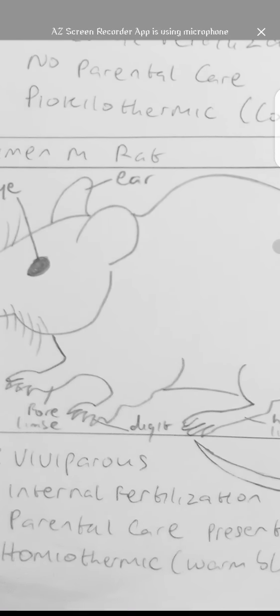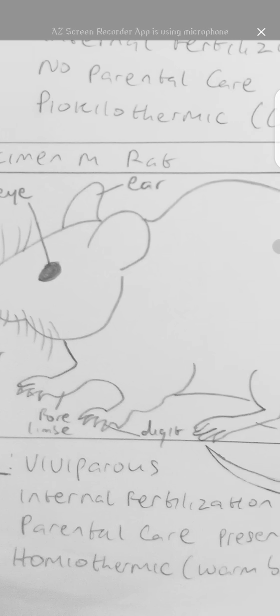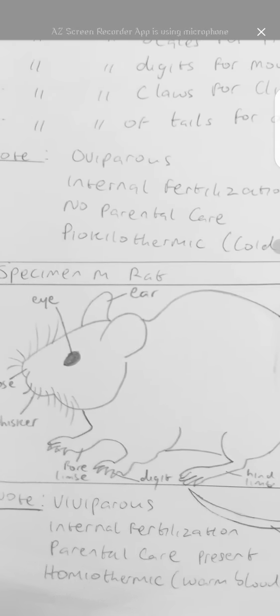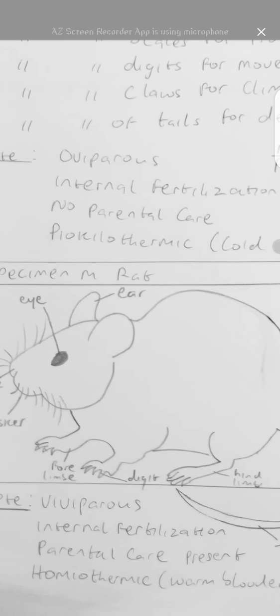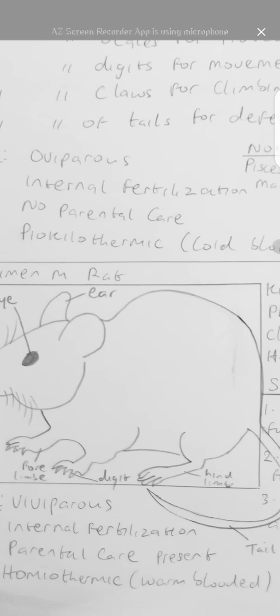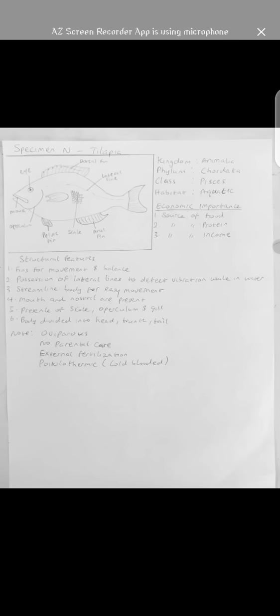So let's look at the note. It's viviparous. Viviparous animals give birth to their young alive. That's mammals. Number 2, internal fertilization. Parental care is present. Homeothermic, that is, warm-blooded. Okay, so let's move to the last one.